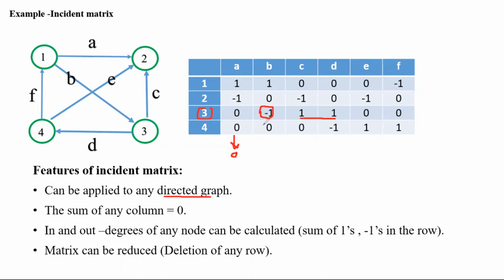An additional and good feature of the incidence matrix is that we can remove any row. We can delete any row, any one, since we can restore the contents of that row.